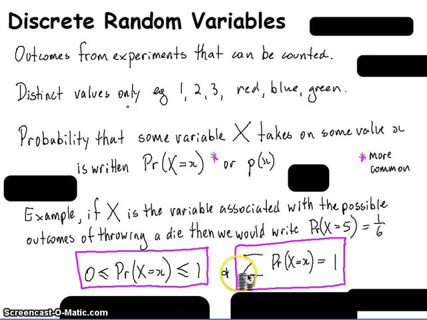I'm sure you've heard these things before, but this is how we're going to write it now, using this sigma to mean the sum of the probabilities that X is equal to x, so that's all of them, is equal to 1. In the case of rolling a dice, you would have a 6th, a 6th, a 6th, a 6th, a 6th, a 6th, and that would equal 1.